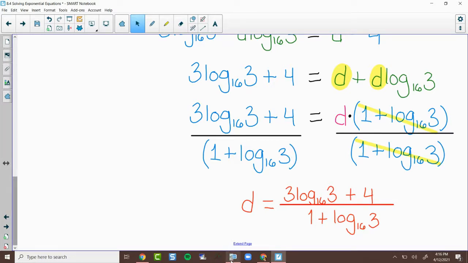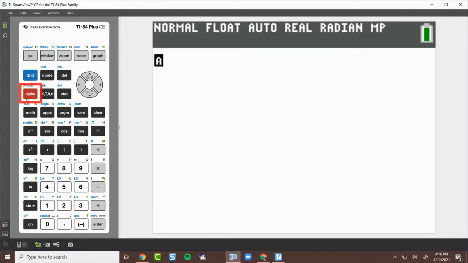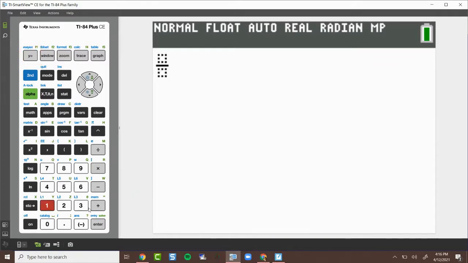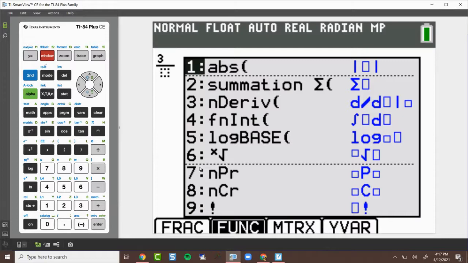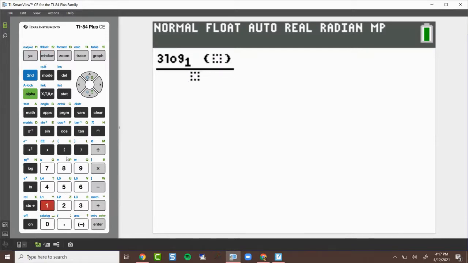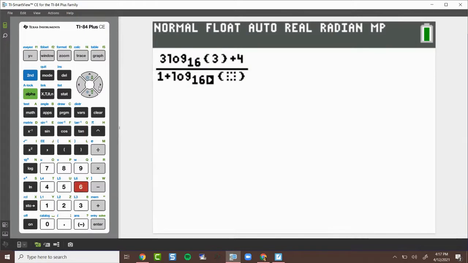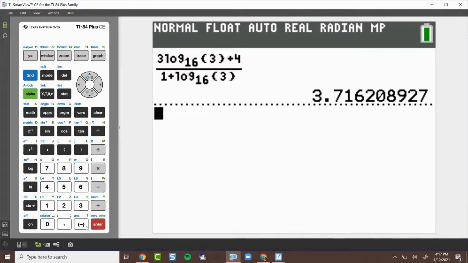If you would like to see what it looks like in your calculator, I'm going to choose alpha and y equals to give myself a nice fraction. Then I'm going to do 3, and I need a log with a base of 16. So the alpha window, option 5, base 16 of 3 plus 4, all divided by 1 plus alpha window, option 5, base 16 again of 3. So the final answer is somewhere around 3.716.